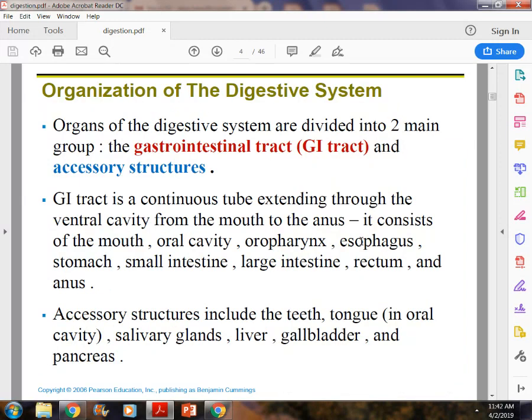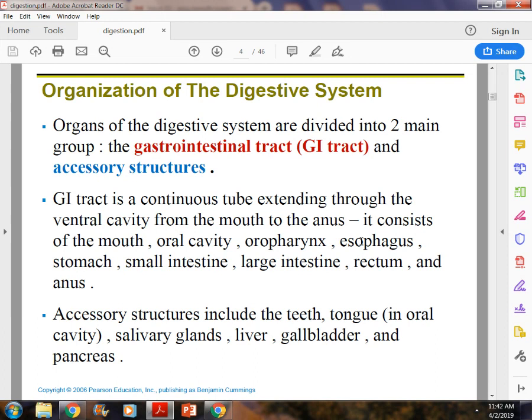Organization of the digestive system. The organs of the digestive system are basically one long canal, and then you have some accessory organs like the liver, the gallbladder, the pancreas and the salivary glands. The teeth, the tongue, and the oral cavity are accessory structures that help with digestion but don't actively complete digestion.